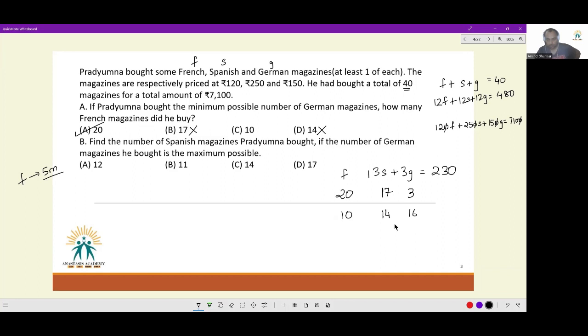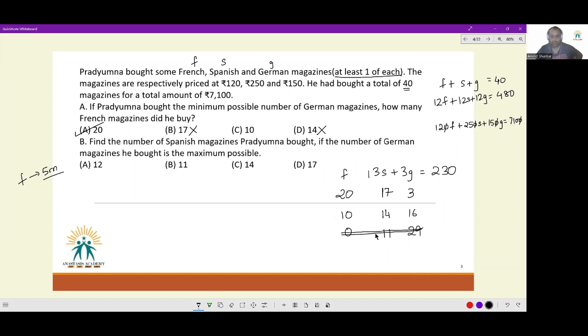Okay. Next case is when S goes down by 3, becomes 11. G goes up by 13, becomes 29. 11 plus 29 is already 40, which would mean French magazines would be 0. But I cannot have French magazines as 0 because I was given the condition at least one of each. So it's an unacceptable case.